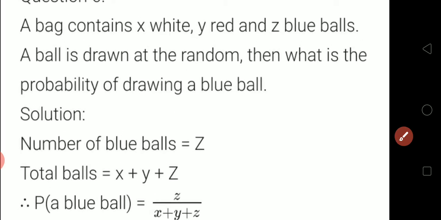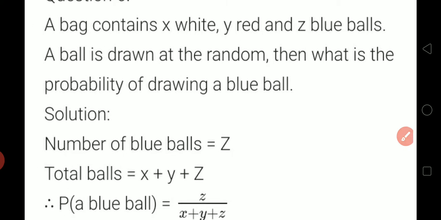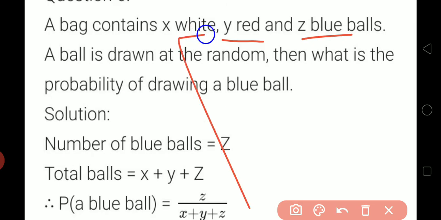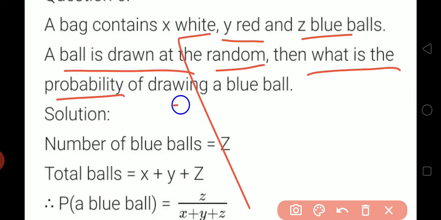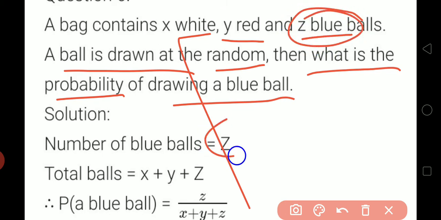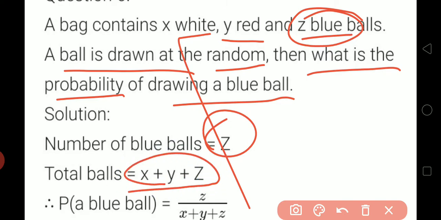So let us start the next question. A bag contains x white balls, y red balls, z blue balls, and a ball is drawn at random. Then what is the probability of drawing a blue ball? Blue are z, okay, and total are x plus y plus z. So the probability of a blue ball is z by x plus y plus z. So it's quite easy.